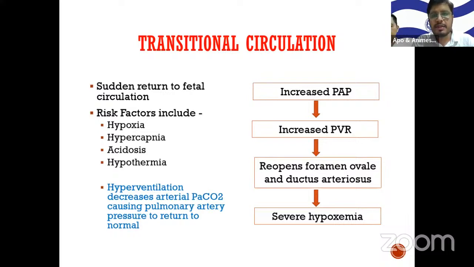Especially in preterm neonates, they may reopen, and the foramen ovale may reopen and lead to a right to left shunt, and the ductus arteriosus, due to the pressure gradient changes, can allow reverse blood flow. In severe cases, it may lead to severe hypoxemia also. In most cases, just giving hyperventilation to the baby can decrease the arterial PCO2, and it can cause the pulmonary artery pressure to return to normal.